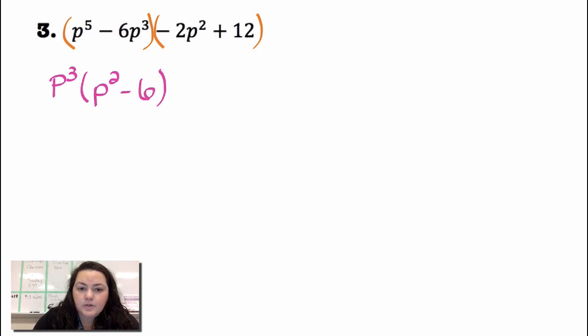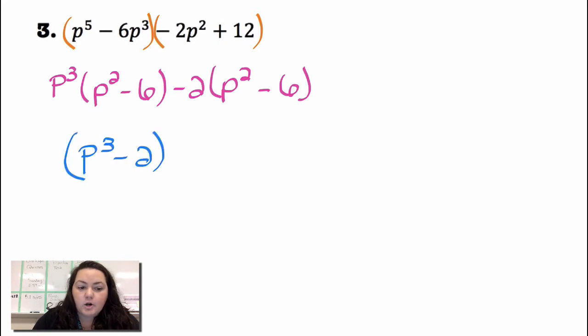And then in the next group, I can pull out a negative 2. Now, you want to pull out a negative 2 because you want that matching piece in the middle to be p squared minus 6. And if I take out a negative, when I divide the 12 by a negative, I'll get a negative. So that will leave me with p squared minus 6. So my factors are p cubed minus 2 and p squared minus 6.